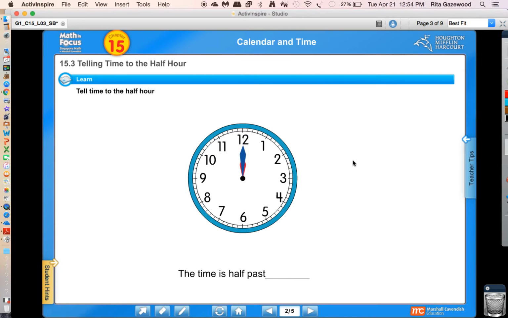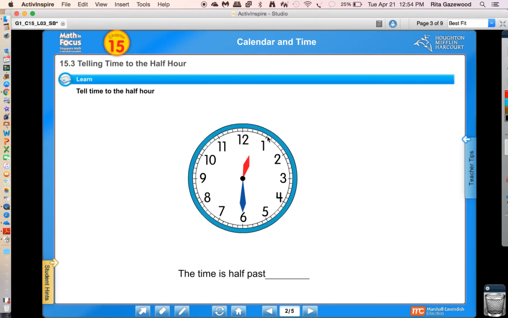Now this is where it gets a little tricky. So help me count my fives. 5, 10, 15, 20, 25, 30. So now it's half past. That's right, it's half past 12.